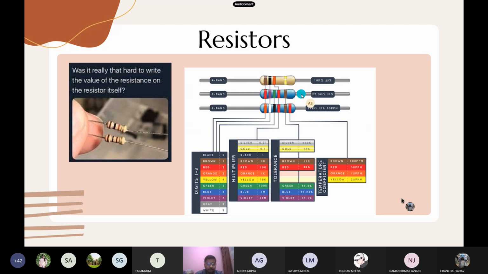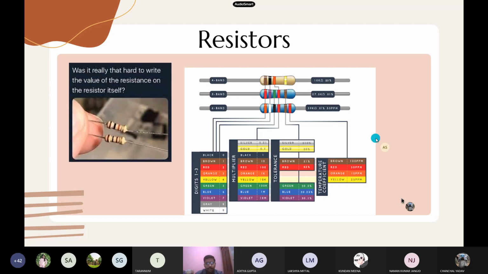Moving on to the 5 band, the first three bands represent the significant figures, the fourth band represents the multiplier and the fifth band represents the tolerance. When we move to the 6 band color coding, an additional sixth band is provided. This measures the temperature coefficient, that is, how the resistance of the resistor varies with temperature.